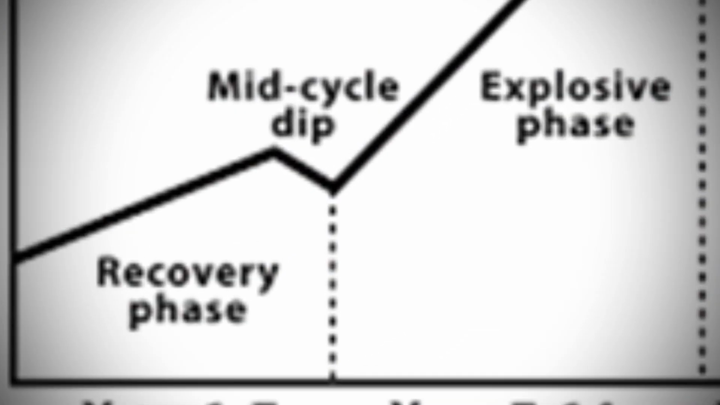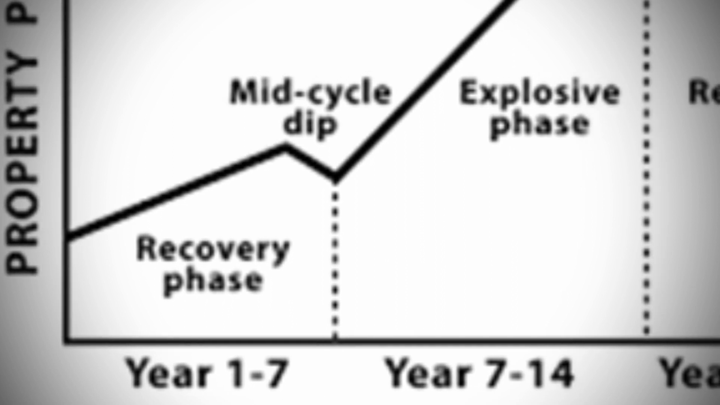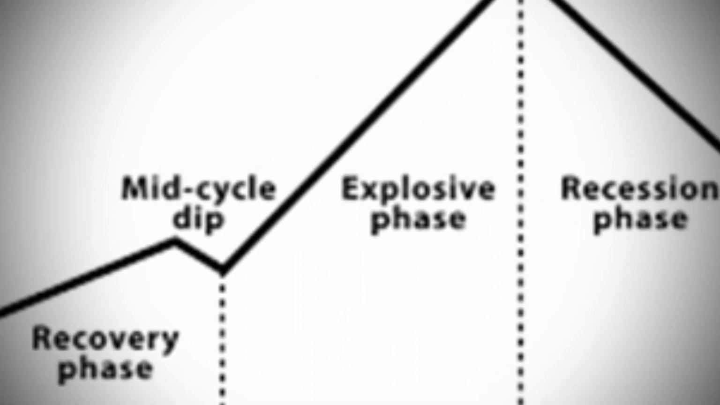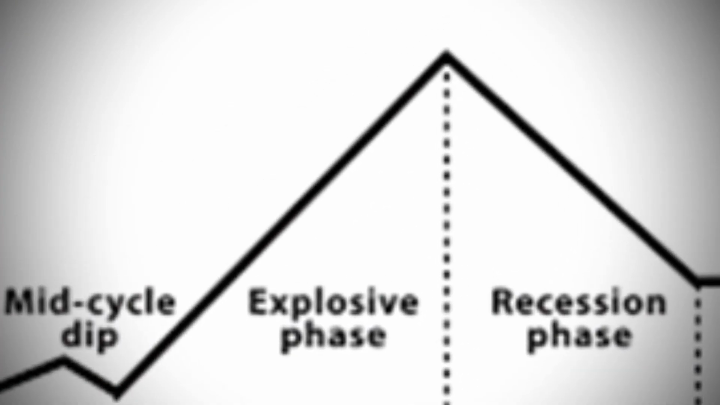We then see a mid-cycle dip after a period of growth. This would have been around 2015. It then goes to the explosive phase where the property prices become increasingly more expensive, and this is reflective of 2015 to 2022. The graph shows around 7 years passed during this phase of explosive growth, and you'll see capital appreciation on the property.